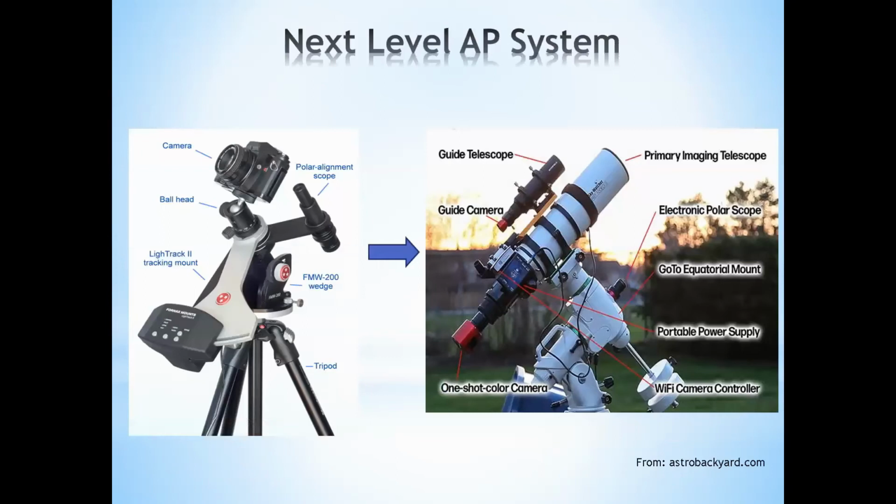So this is what the system would look like. This is my system today. It would look like this. You'd have a primary imaging telescope with its camera, you'd have a guide scope with its camera, and then you'd have a beefed up mount.